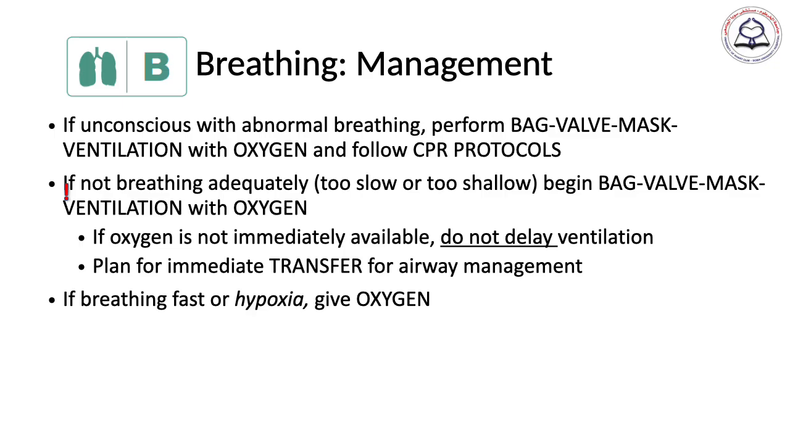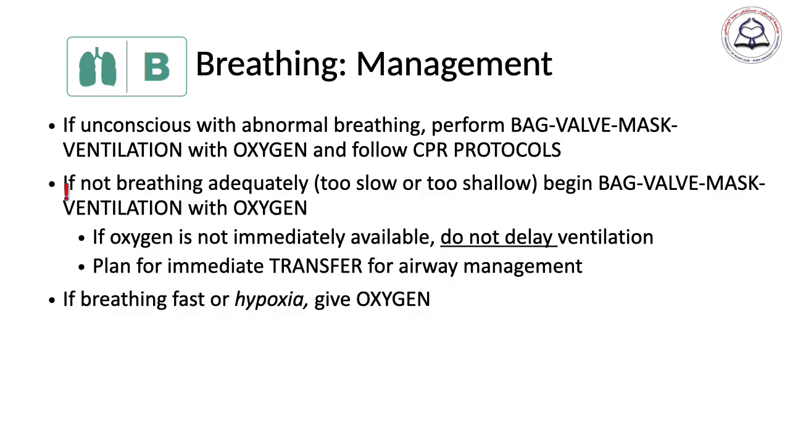Managing breathing abnormality. When the patient is unconscious with abnormal breath sound, perform bag valve mask ventilation with oxygen, and if needed, follow CPR protocol. If not breathing adequately, if the patient is having very slow or very fast or very shallow breathing, consider using bag valve mask ventilation with oxygen. Even if oxygen is not immediately available, don't delay ventilation. You can ventilate with bag valve mask with the room air and plan for quick transfer to another facility.